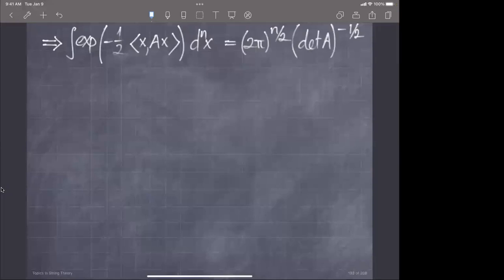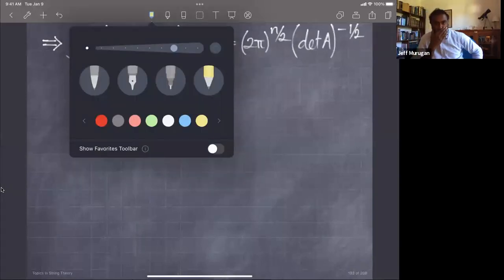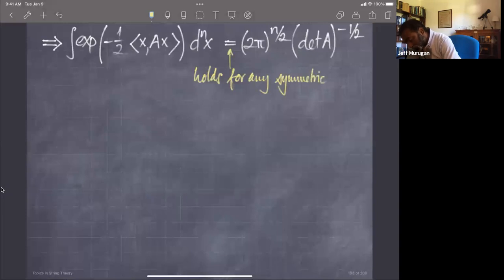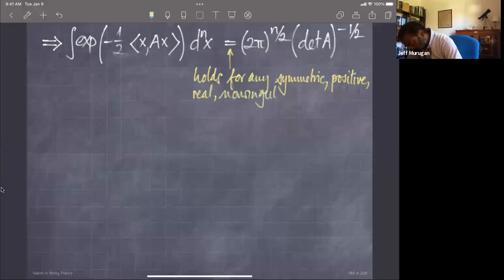Yeah. Okay. This statement holds for any diagonal matrix A, which means that it also holds for any symmetric, real, positive, non-singular matrix A. That's because I can always put any symmetric, real, positive, non-singular matrix A into a diagonal form, in which case this result will hold.